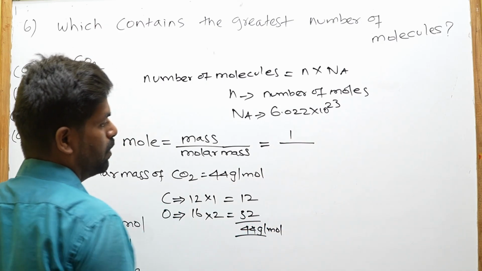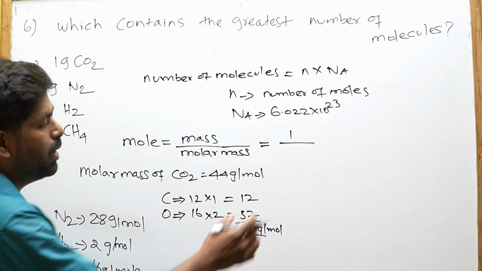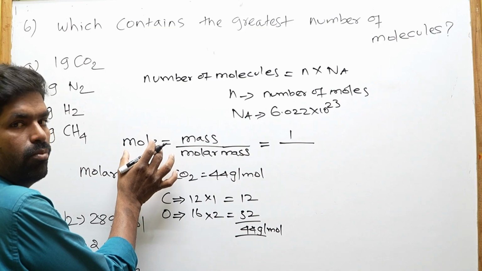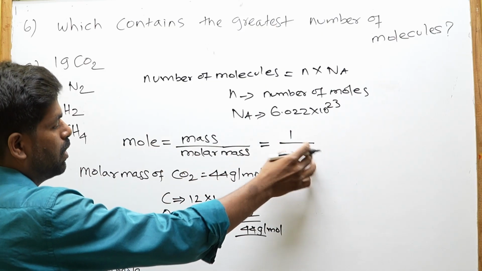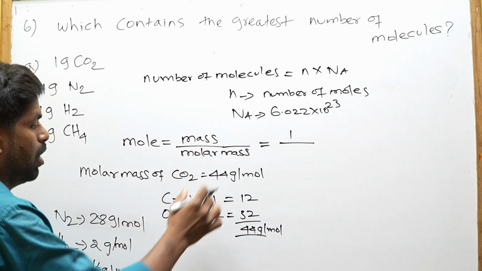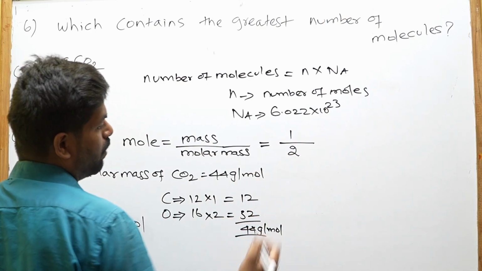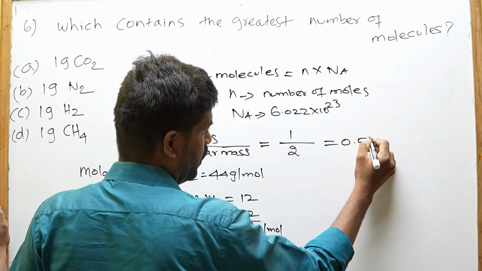numerator value is always 1 in all the cases, whereas a lower denominator value will lead to more number of moles. I repeat, look at the denominator. As the denominator is lower, the number of moles will be higher. So among these options, dihydrogen has the value 2, therefore it is roughly equal to 0.5 moles.